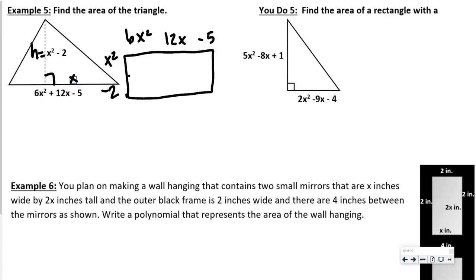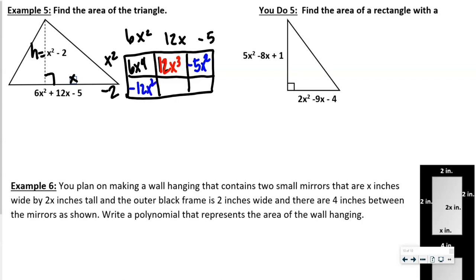Again, using my box method. Okay, so x squared times 6x squared would be 6x to the fourth. Now I want you to notice something. 12x times x squared is 12x to the third. Then we got our negative 5 times x squared, negative 5x squared, okay? Then notice we have the 6x squared times negative 2. So this is actually going to be our negative 12x squared. There's our like terms there.